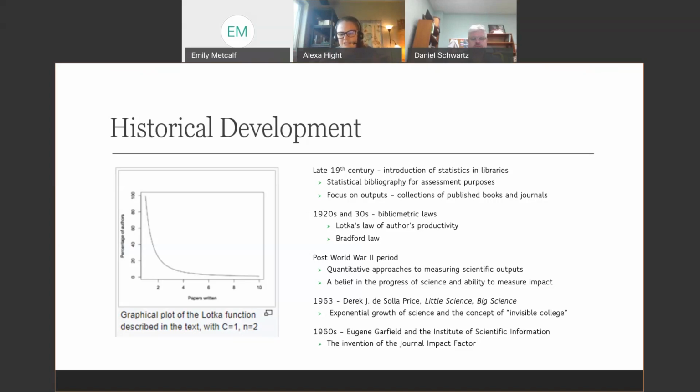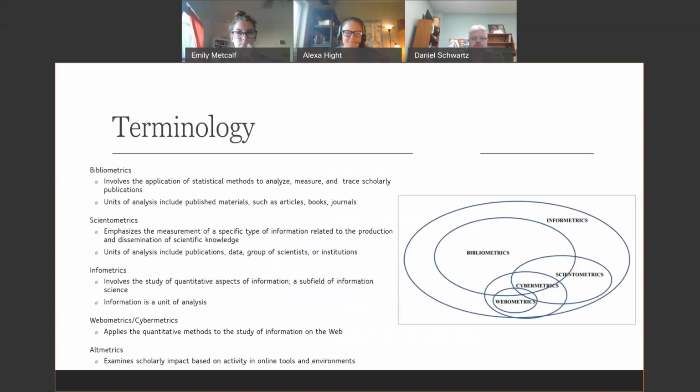Fast forwarding, because we started a little late. In the 1960s, Eugene Garfield and the Institute for Scientific Information came up with what is called the Journal Impact Factor, or the JIF. And that's mostly what we use at this point, the Journal Impact Factor.